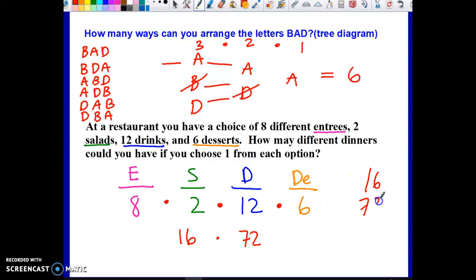16 times 72. 2 times 6 is 12. 2 times 1 is 2, plus 1 is 3. 7 times 6 is 42. 7 times 1 plus 4 is 11. I have 1,152 different ways that I could order dinner.